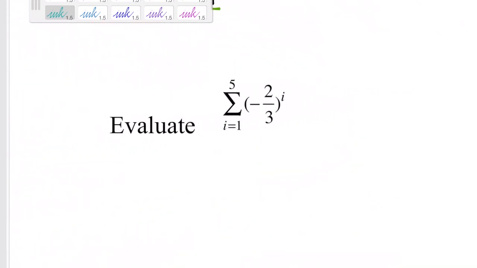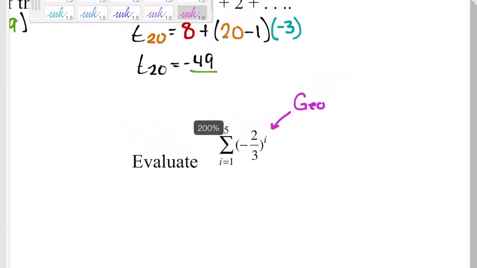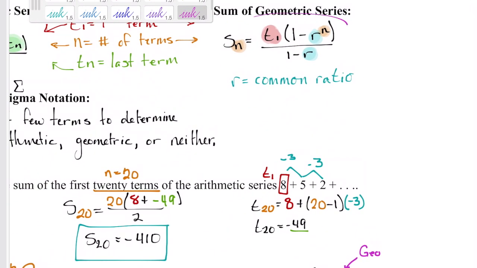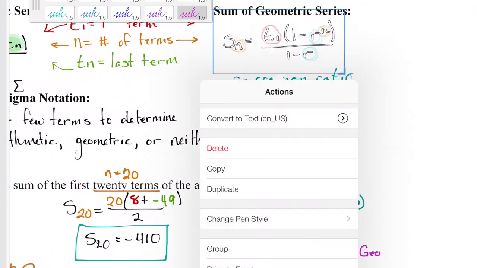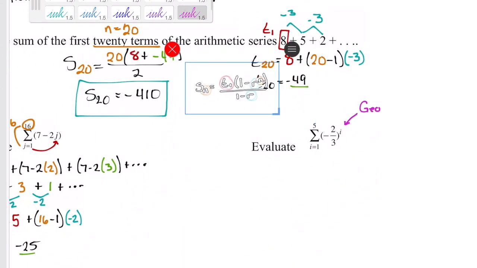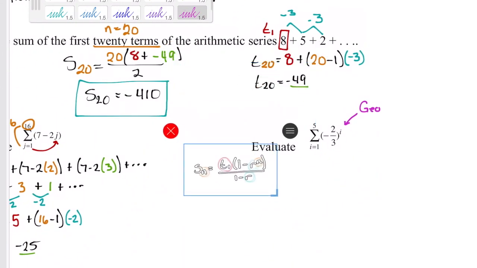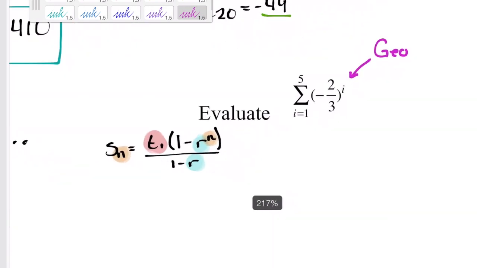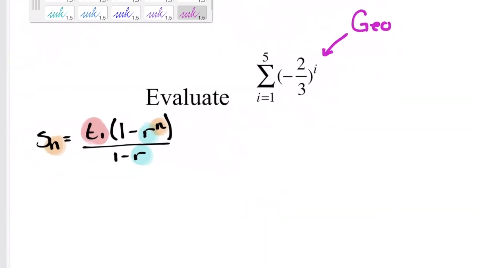So here, by looking, I can tell that this is going to be geometric because I have the variable as my exponent, so this is going to be geometric. Since I'm doing geometric, I want my geometric formula, so I'm going to copy from up here. Duplicate. Again, I kind of strongly doubt anyone watching this has just straight up written down the formulas. So here we go. Now we don't have to keep going back and forth trying to remember what that was.